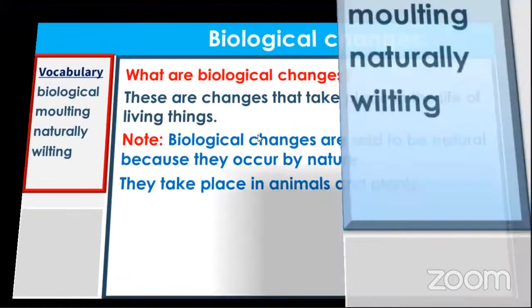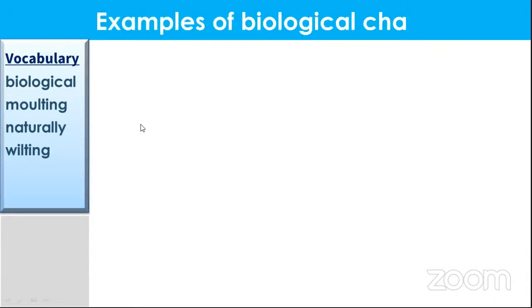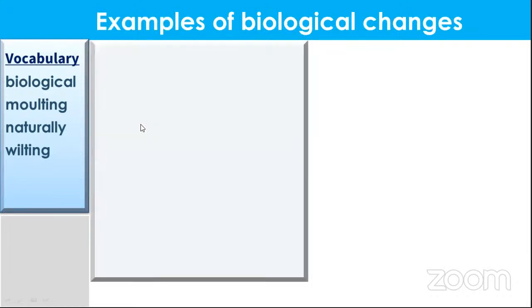Now, because we have said biological changes take place in plants and animals, we are going to look at some examples of biological changes in animals and then in plants. Let us look at some examples, which I need you to discuss with me. Let us begin with the examples of biological changes in plants. Can you give me some examples?